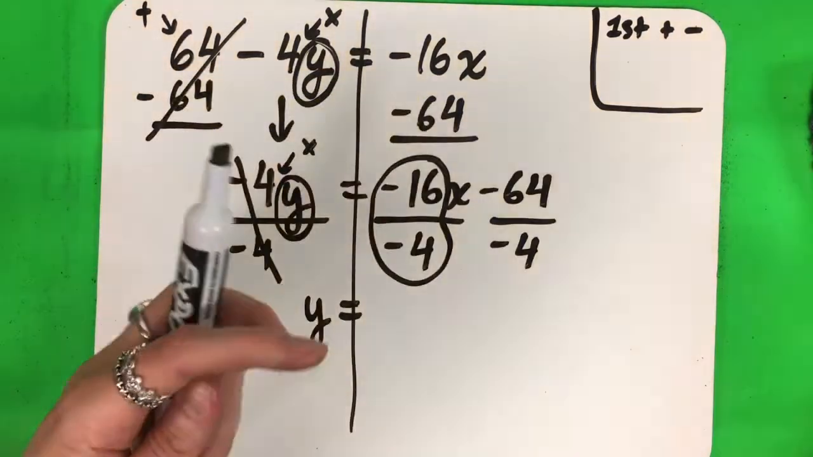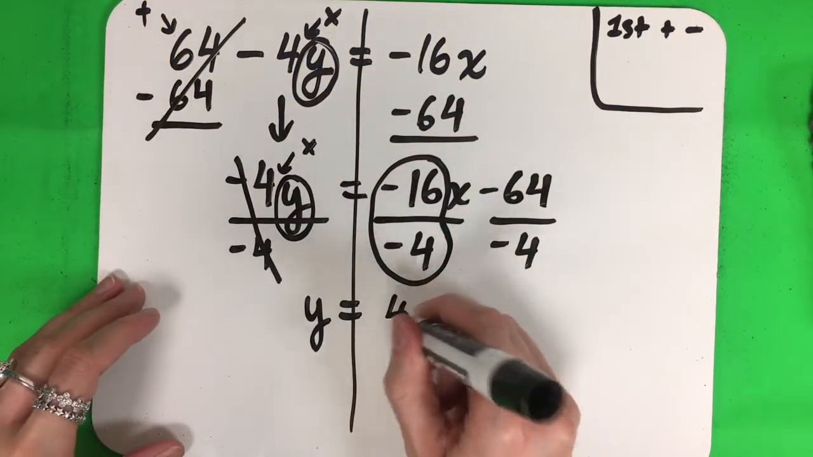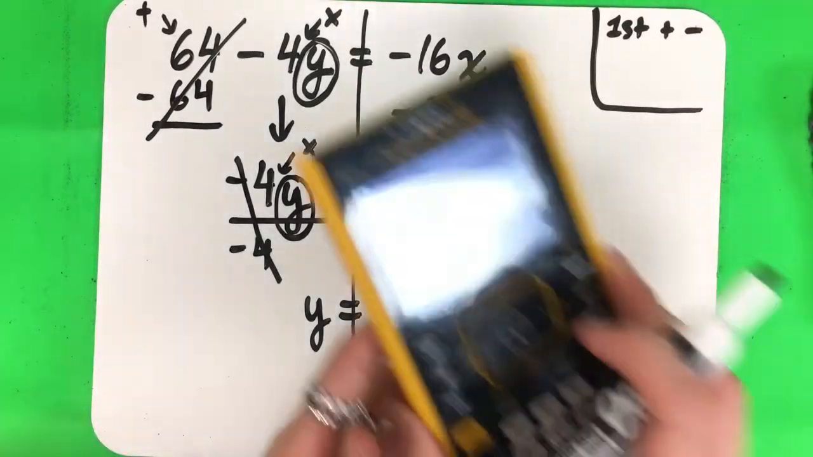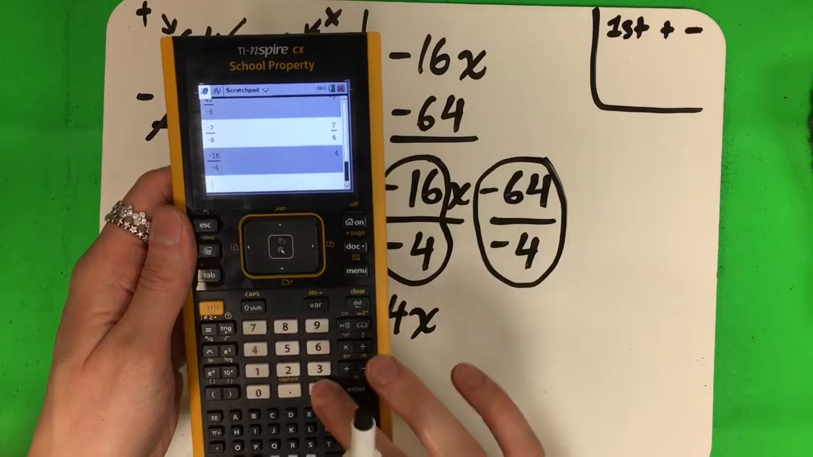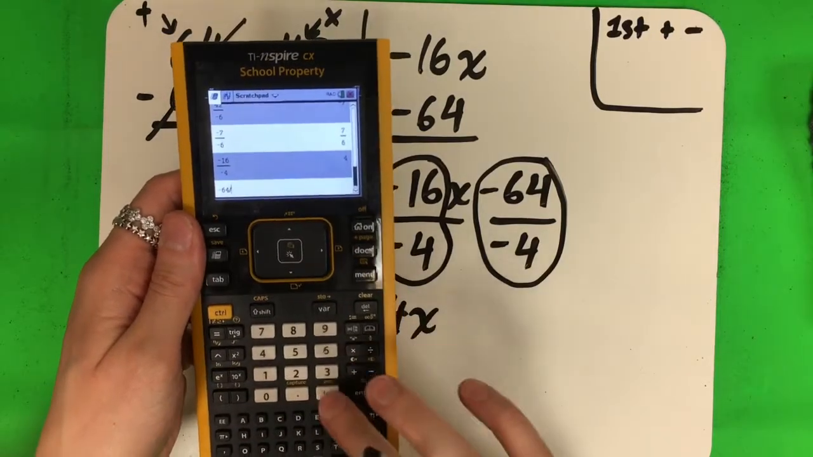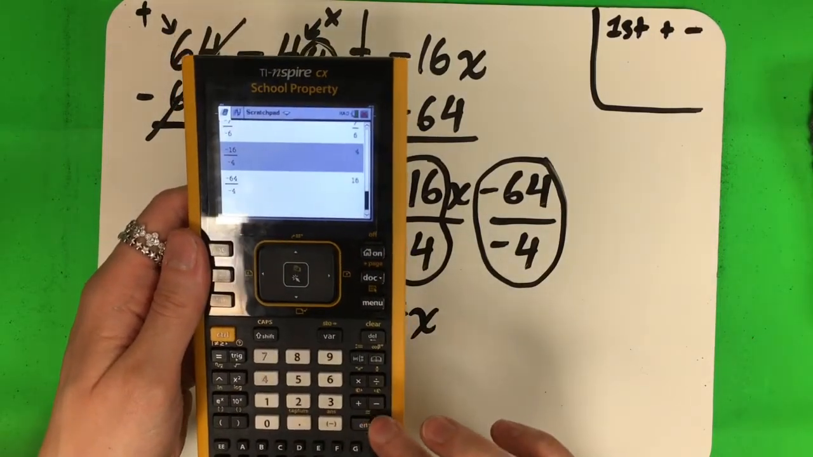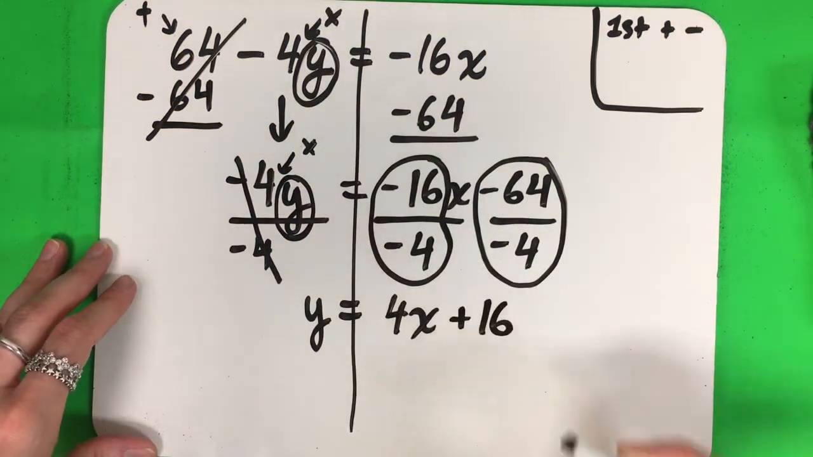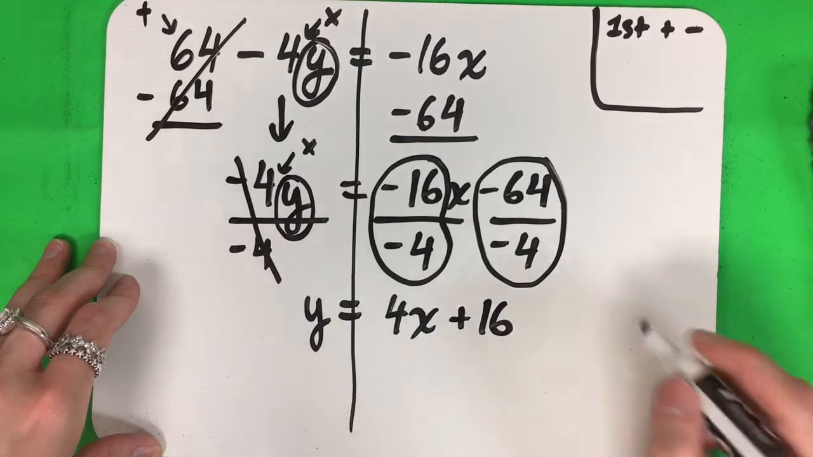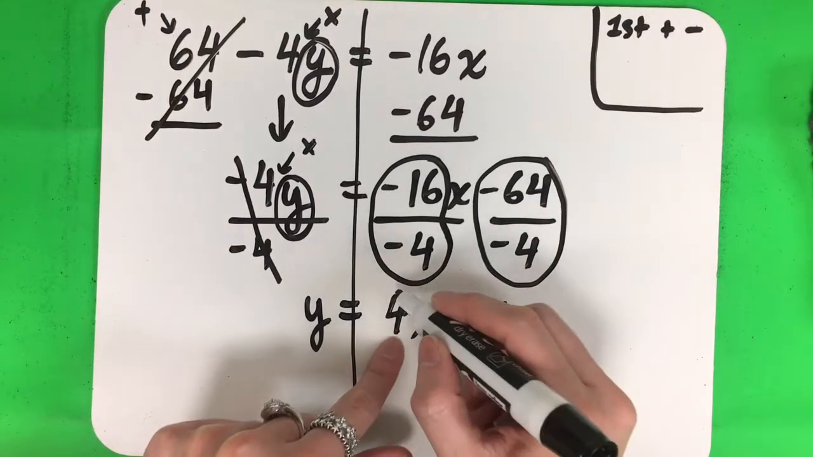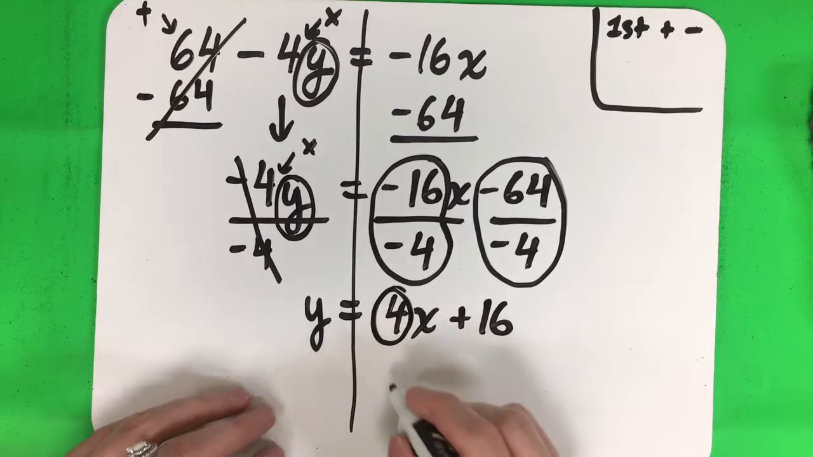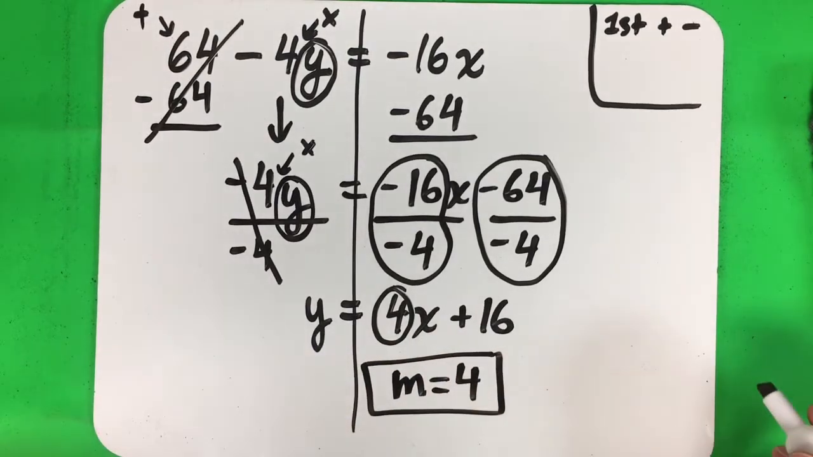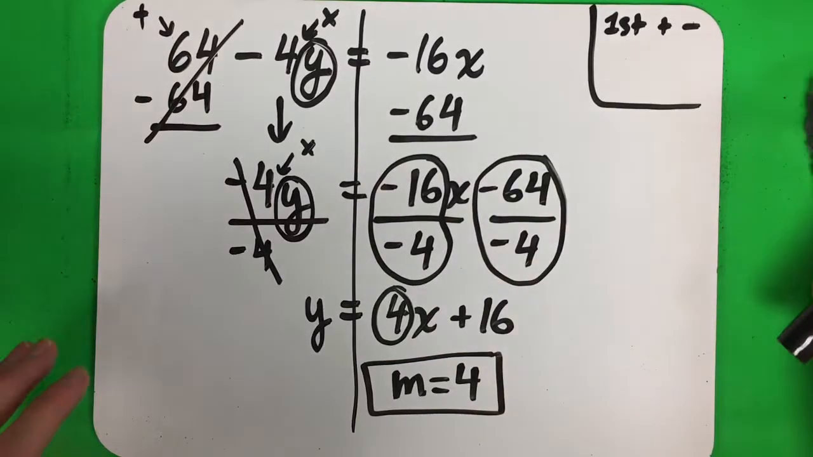You get positive 4x. And then you're going to put negative 64 divided by negative 4. I get positive 16. Now, which one is the slope? Remember, the slope is the number with x, el número con x. So my answer is m equals 4. Okay, let's do another one. Last one.